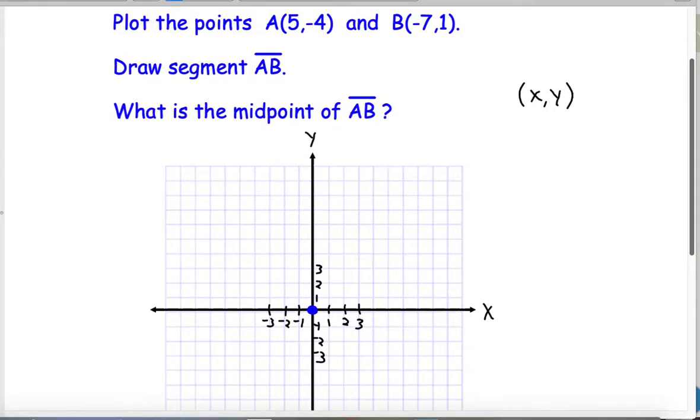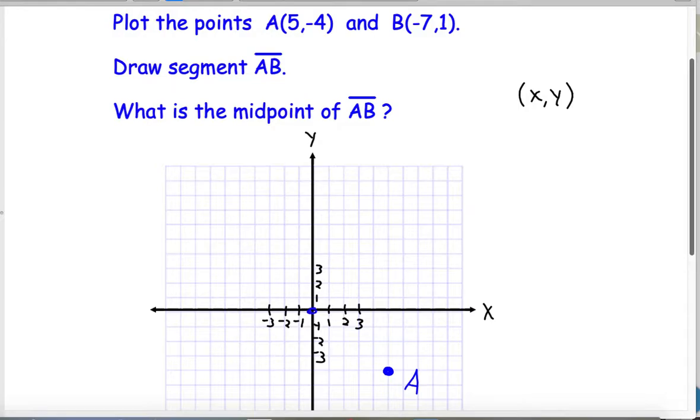That's (0, 0). All right, so if we want to plot the point A, it's at (5, -4). So first we go 5 in the x direction. So that would be to the right, 2, 3, 4, 5 units. And then we go -4 in the y direction, so that's down 1, 2, 3, 4. So there's point A.